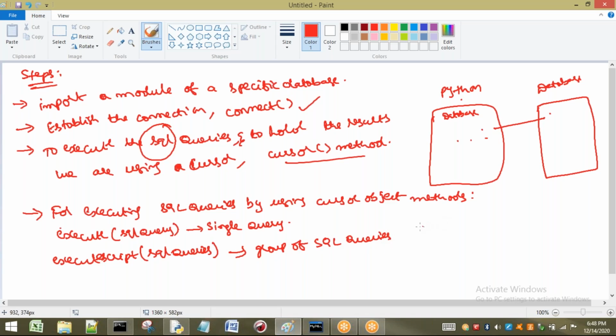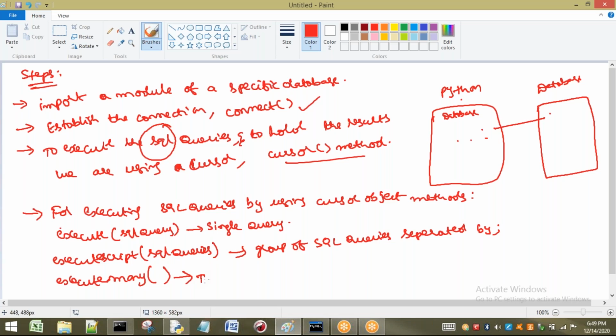So how are these going to be separated? A group of SQL queries separated by semicolon. That means in between query and query, there should be a semicolon. Next, if I want to execute like a SQL script, observe carefully here. Executemany is there. So here I can pass some arguments, or we can say a parameterized query.